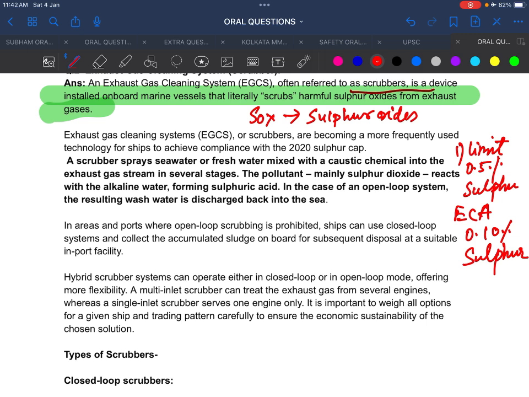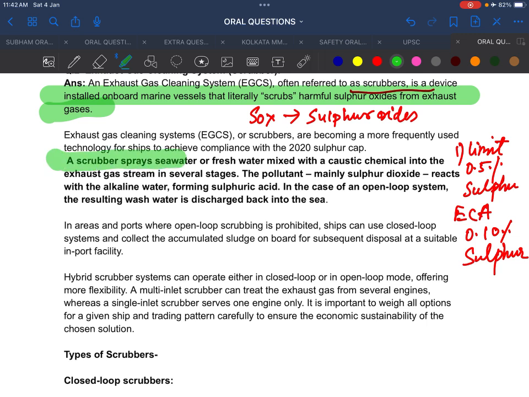And after that we can use the scrubber system to also reduce this SOx effect. So these are the various ways in which we can reduce it. I can deal with them in a later section. So basically first I deal with this scrubber system. What is the scrubber system?